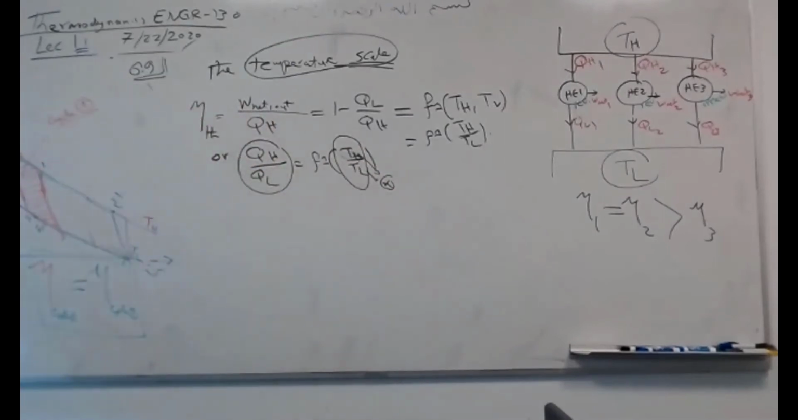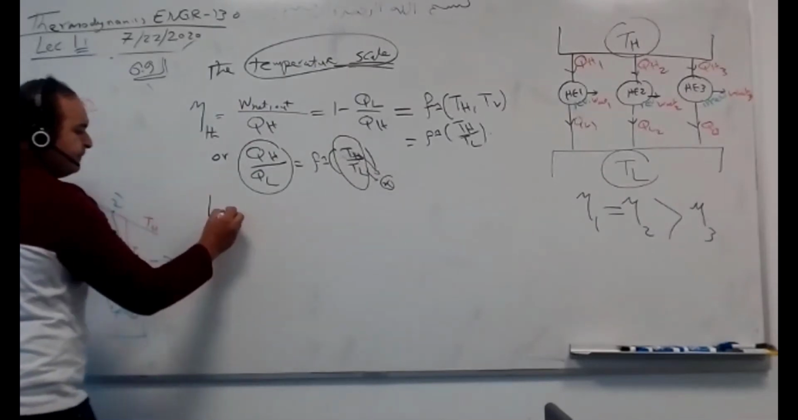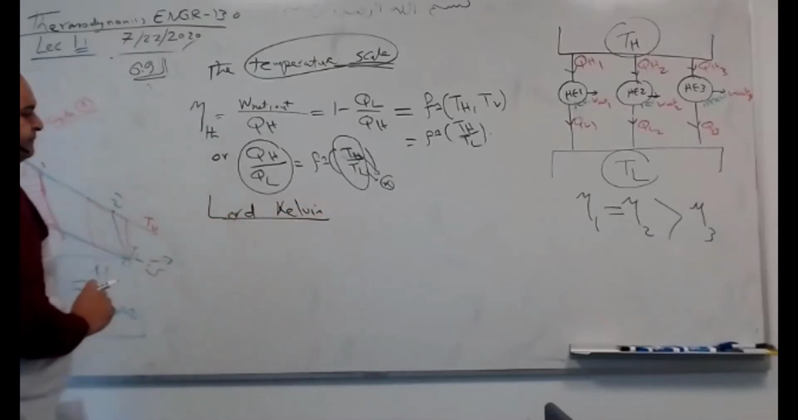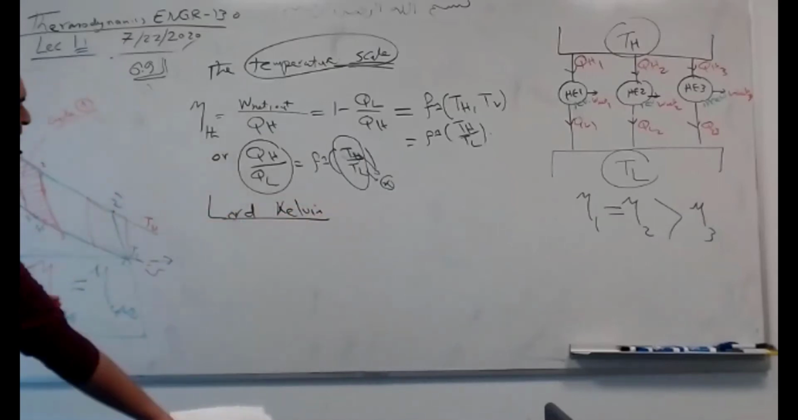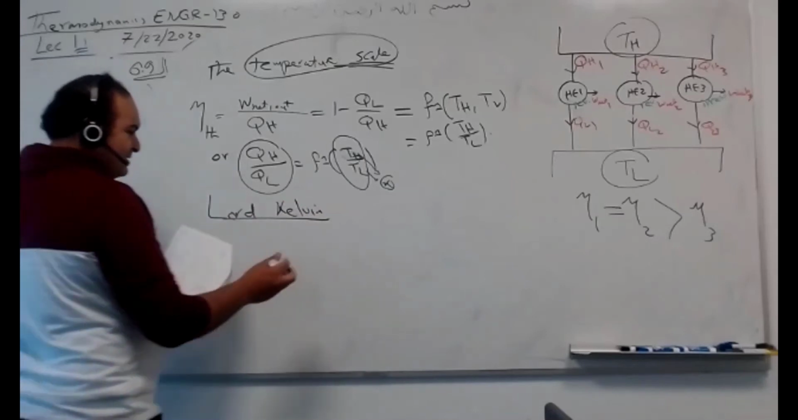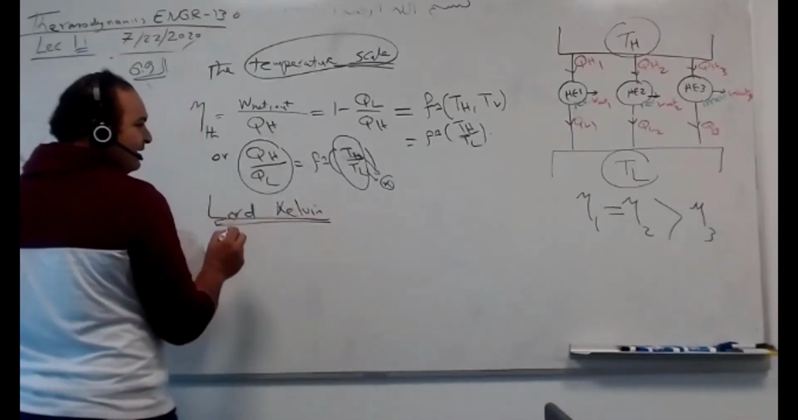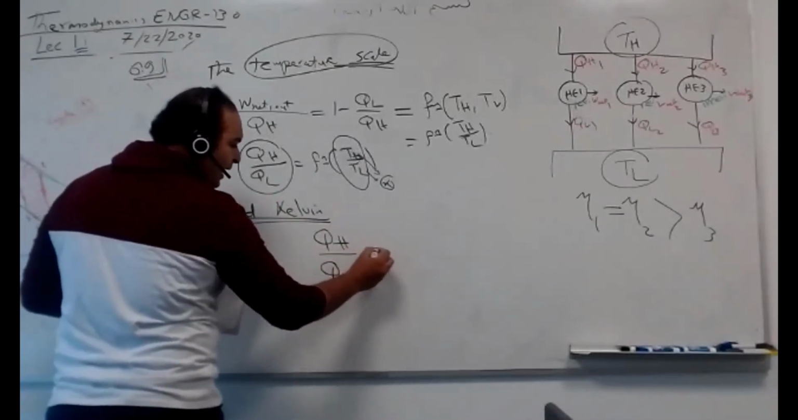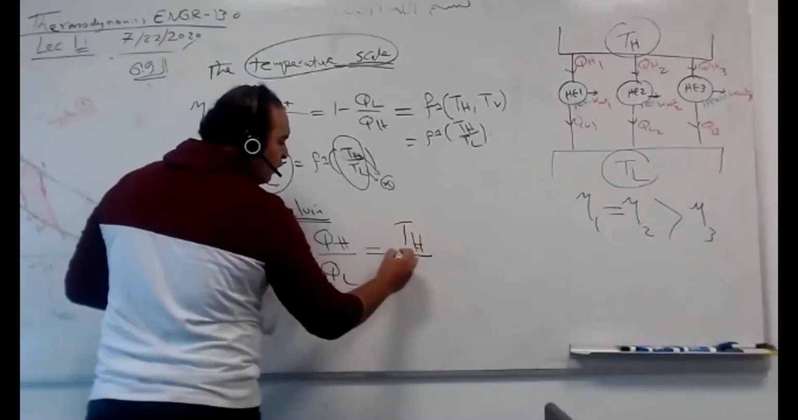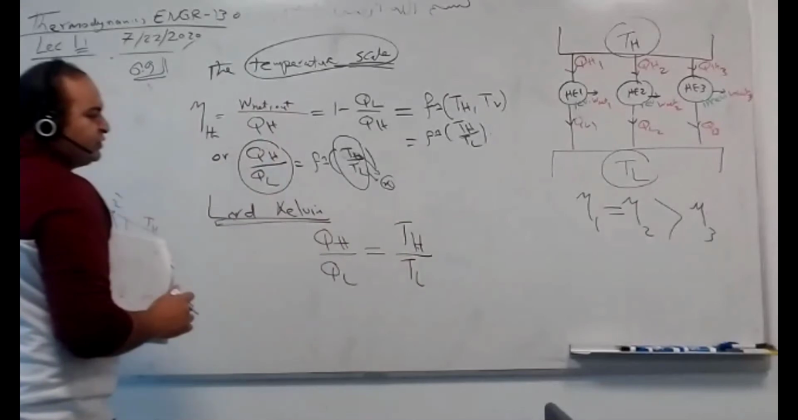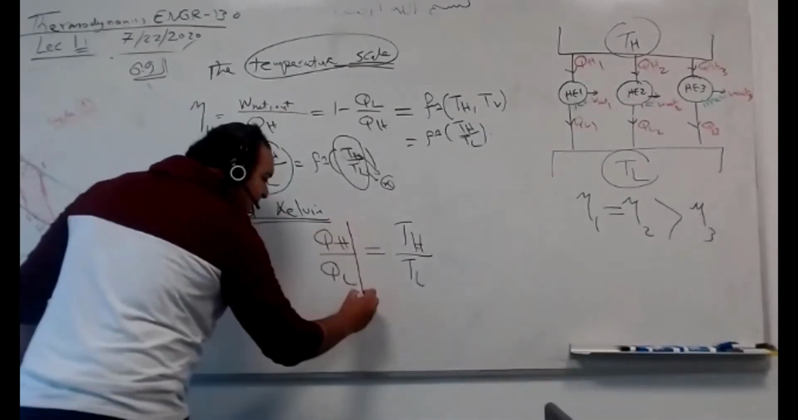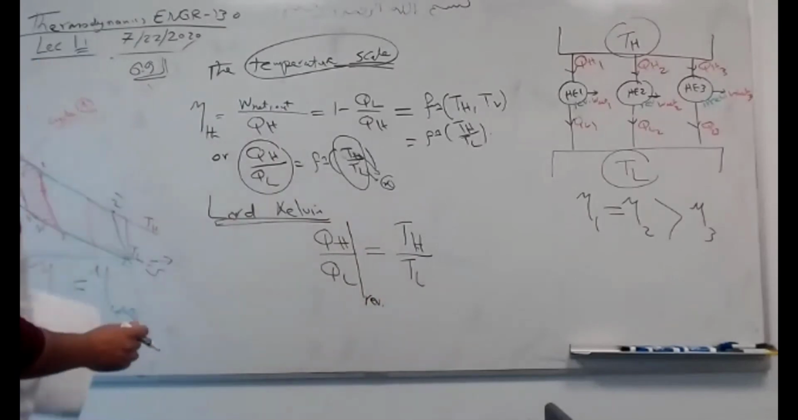So we have Lord Kelvin, as in Home Alone, you can remember Kevin, K-E-V-I-N. So remember this. Lord Kelvin said Q high over Q low equals T high over T low. He said use exactly the same ratio. First order approximation: Q high over Q low equals T high over T low, only for a reversible process.